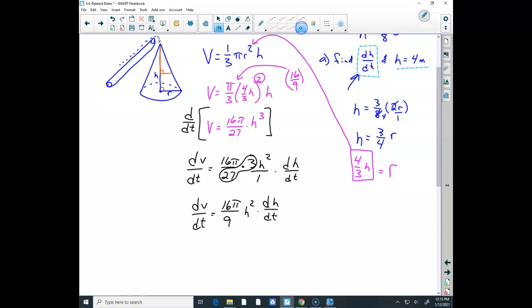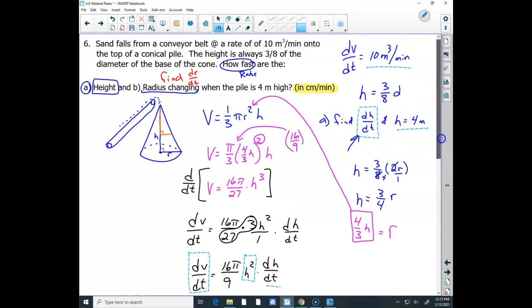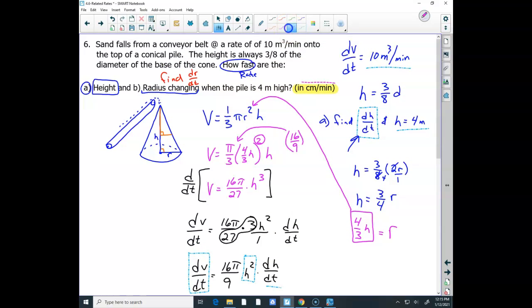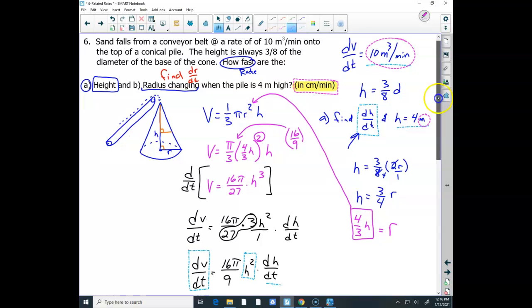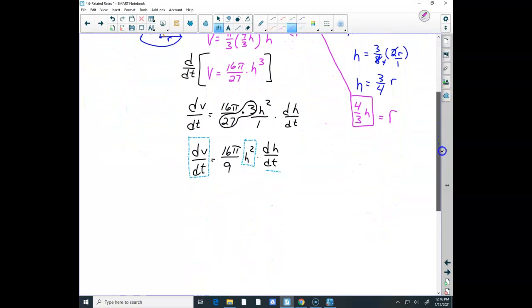Well, the beautiful thing is I know dV dt, I know what h is, so I will be able to solve for dh dt. But remember, in the end, I need my answer in centimeters per minute, and everything I have written right now is in meters, okay? So dV dt is cubic meters per minute. And I could do the conversion of 10 cubic meters. Most people are going to screw that up. It's actually 1,000,000 cubic centimeters per minute. So I think it's going to be easier to do our conversion at the end.